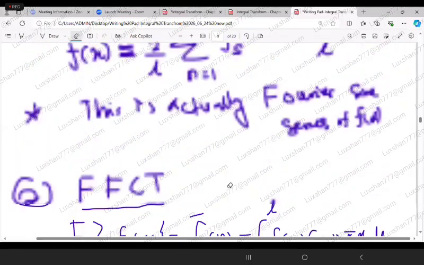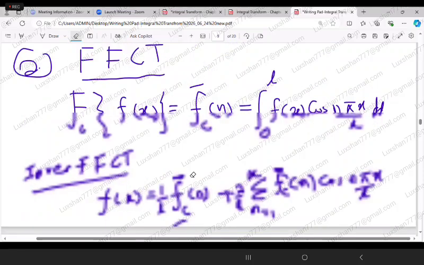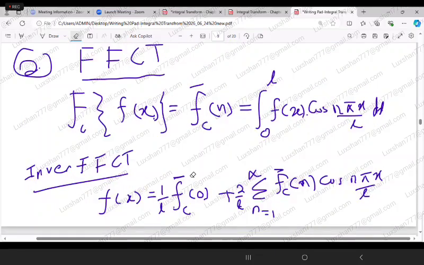You don't need to prove these things. If you know this formula, it is enough. Do you understand up to now? Shall we go for some questions? Hello, do you understand?